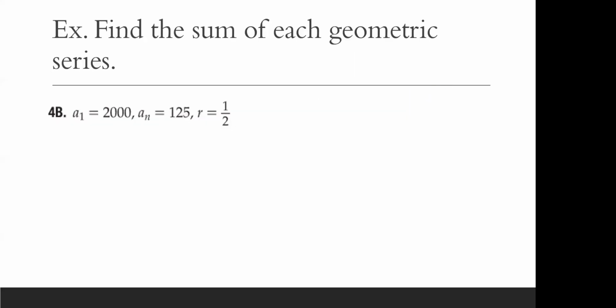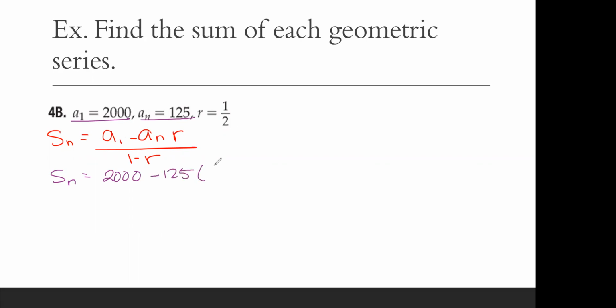Okay, so for this problem, I have a sub 1 is equal to 2,000 and then a sub n. So I can use the other equation here to find the sum of this geometric series. That's the one that says a sub 1 minus a sub n times the common ratio over 1 minus r. And then I plug in the information I'm given. S sub n is equal to a1, which is 2,000, minus a sub n, which is 125, times my common ratio, which is 1/2, and this is over 1 minus 1/2.